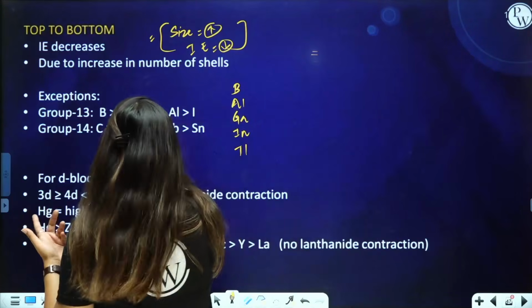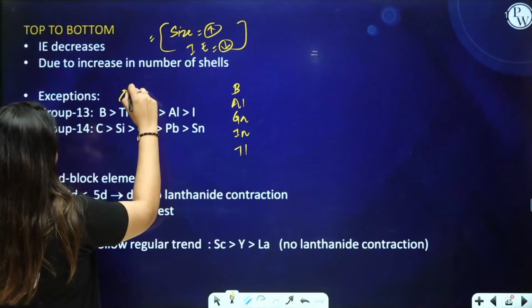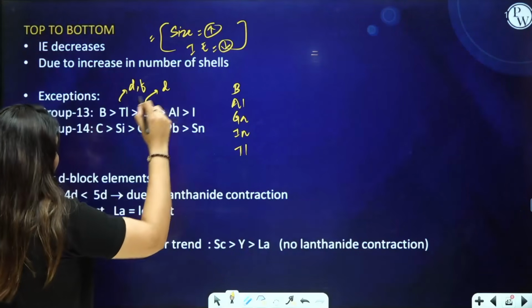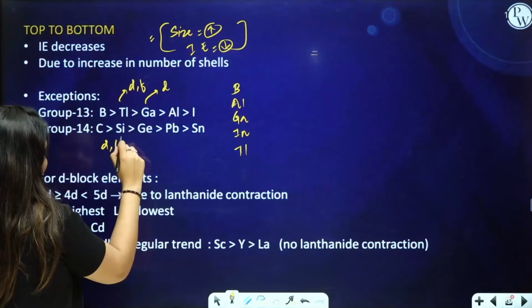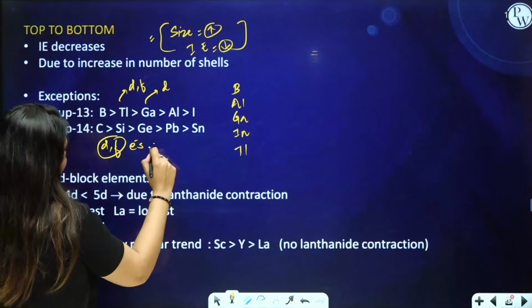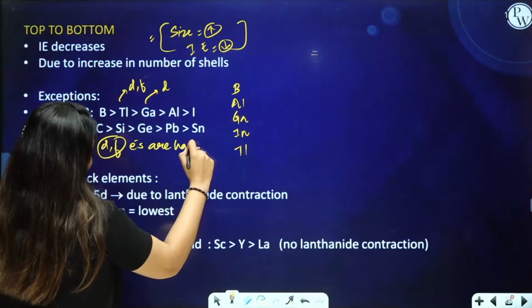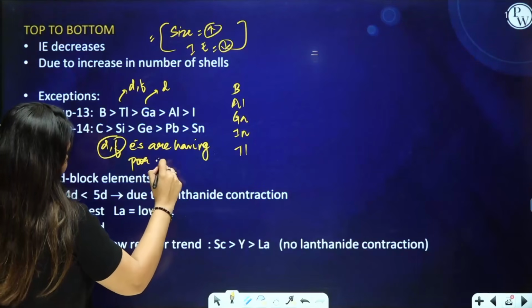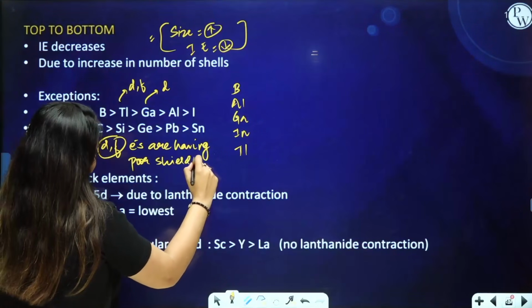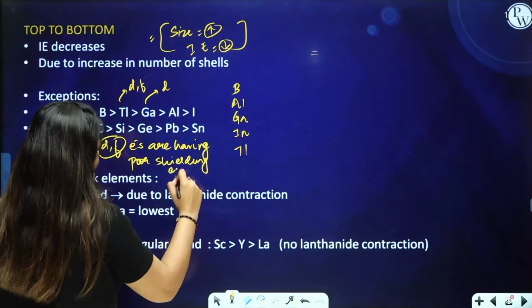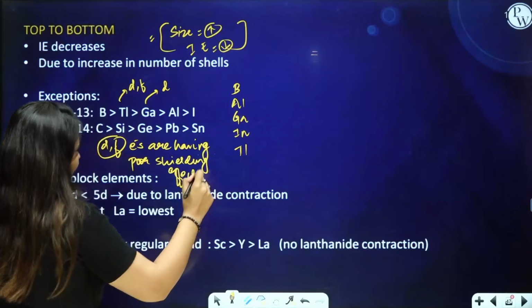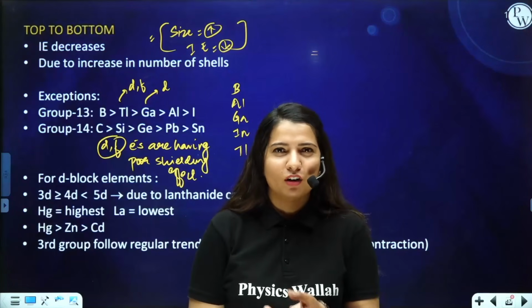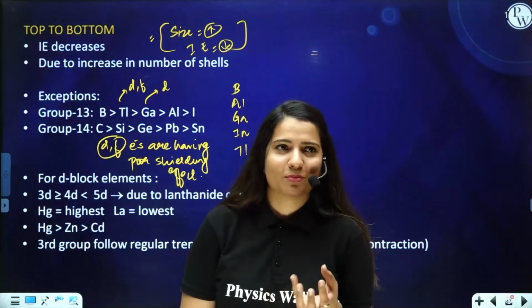But why? Thallium is having D and F electrons, whereas gallium is having D electrons, and you know that D and F electrons are having the poor shielding effect. They are having the poor shielding effect. Ma'am, why do you always write this poor shielding effect? What do you mean by that? Just tell us in some very short words.